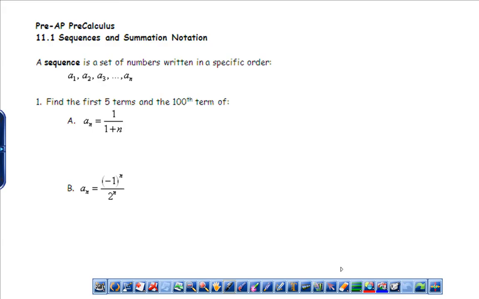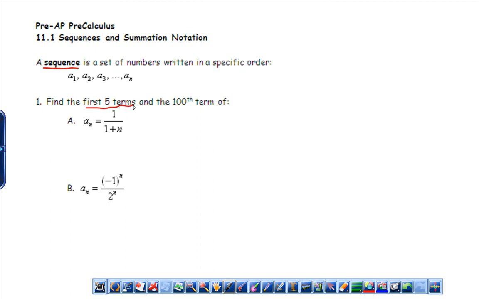Okay, so this is the video for 11.1 sequences and summation notation. Let's start out by defining what a sequence is. A sequence is a set of numbers written in a specific order. This implies that there's a pattern. And so notice that when it's written this way, a sub n denotes the last term. A sub n can also be representing the general term or the formula.